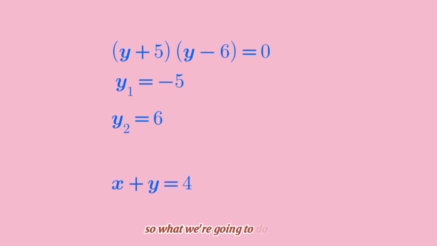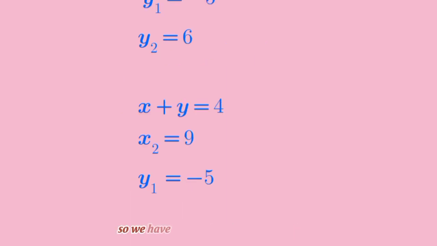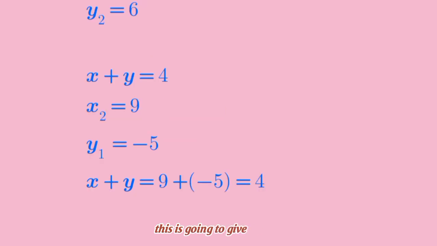So what we're going to do here is to look for the combination of x plus y that will be equal to 4. And the combination is adding the second value of x, which is 9, and minus 5, which is the first value of y. So we have x plus y equals 9 plus minus 5. This is going to give us 4.